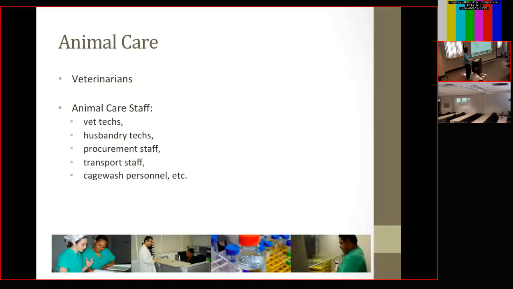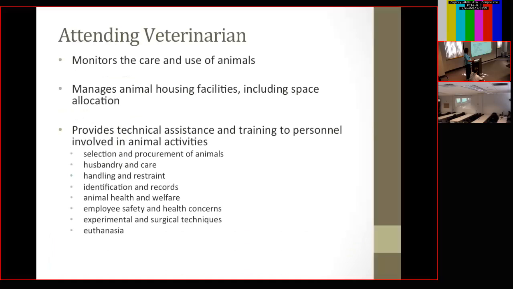In addition to clinical duties, the attending veterinarian is responsible for the management of the animal facility, and they provide training and technical assistance to anyone who works with the animals. And this training can be a range of activities that you see there listed. Another service that I provide to investigators as the attending veterinarian is assisting with IACUC protocol preparation.